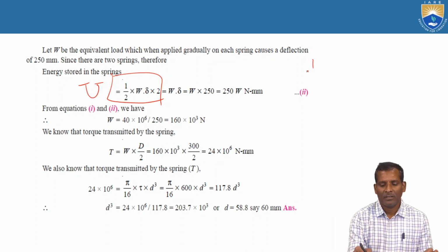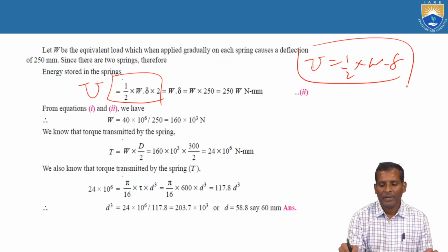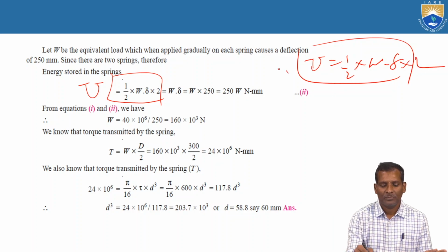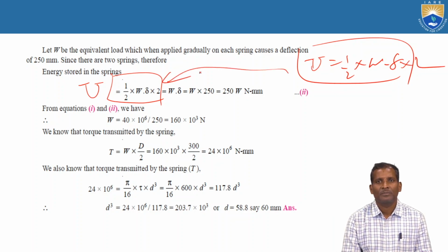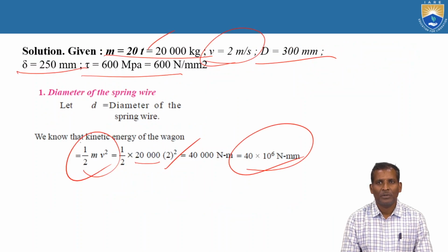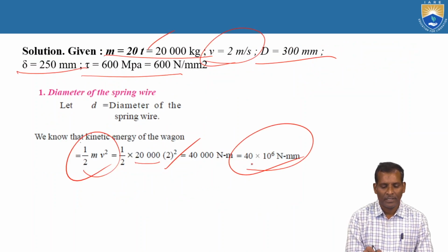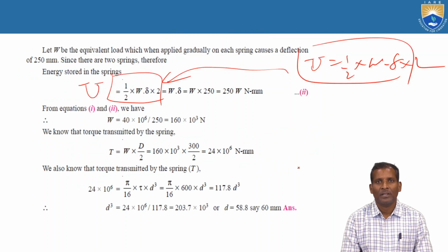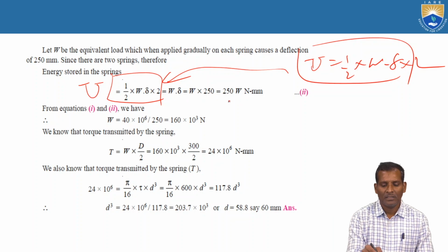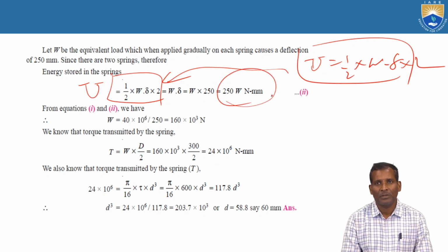For a single spring, U is equal to half W into delta. But here the number of springs given is 2, so multiply with 2, as shown in this equation. From equations 1 and 2, you may calculate W. In the previous step, the kinetic energy of the wagon is 40 into 10 to the power of 6, and this energy you will get in terms of W as 250 W Newton mm.